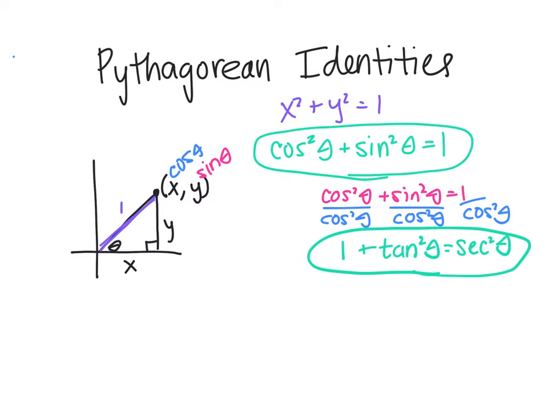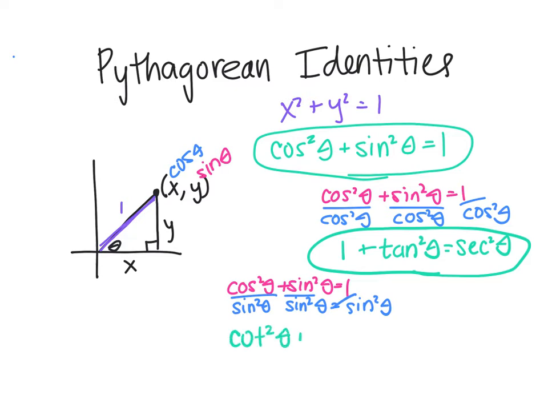And then the third version, again, I'm going to start with the normal one off to the side. You will not have to do this every time if you just remember them, but it's a way for you to build them. If we divide everything in the normal one by sine squared, then we get our third Pythagorean identity. So notice, cosine over sine, we know from our quotient, is the same as cotangent. Sine over sine is just 1. 1 over sine is cosecant squared.